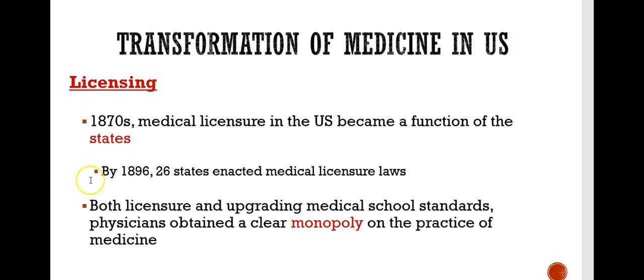And next, licensing. So physician licensing and educational reform developed simultaneously. In the 1870s, medical licensure in the U.S. became a function of the states. By 1896, 26 states had enacted medical licensure laws. Through both licensure and upgrading medical school standards, physicians obtained a clear monopoly on the practice of medicine. And of course, it became illegal to practice without a license.